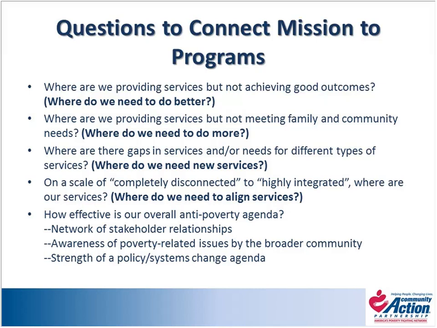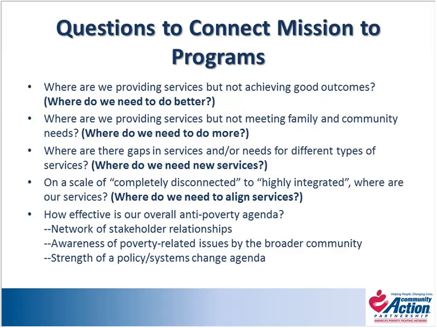And then finally, you might want to ask, how effective is your overall anti-poverty agenda? Because we know our agencies primarily provide programs and services, but most community action agencies also engage in outreach and advocacy. So you should probably ask yourself, how strong is your network of stakeholder relationships? Do you have connections to diverse sectors within the community? What's the overall awareness of poverty and poverty-related issues by your broader community outside your immediate service area? And do you have a strong policy or systems change agenda?